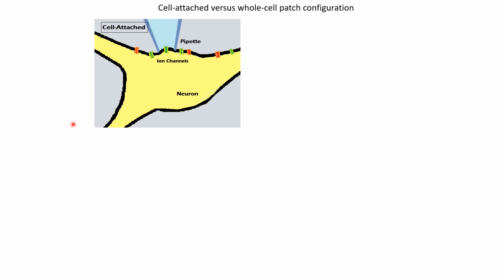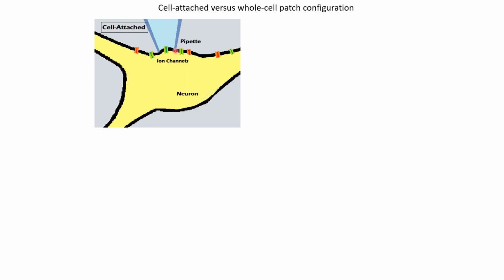The patch recording can be performed in various configurations. The simplest configuration is known as the cell attached configuration that we have already seen, in which the glass pipette is put over the membrane and a tight seal is formed between the pipette and the membrane. Then we can measure the currents flowing through the ion channels that are covered in this part of the membrane.